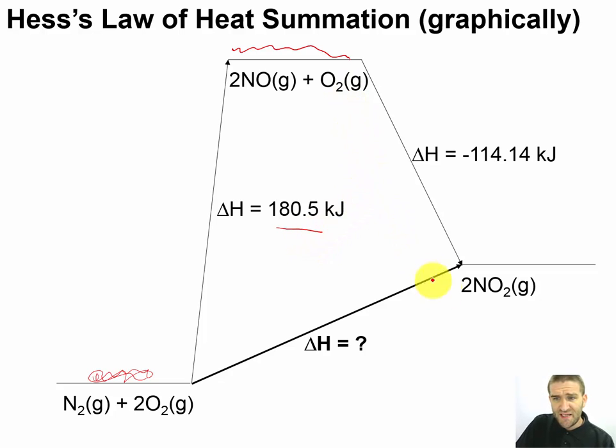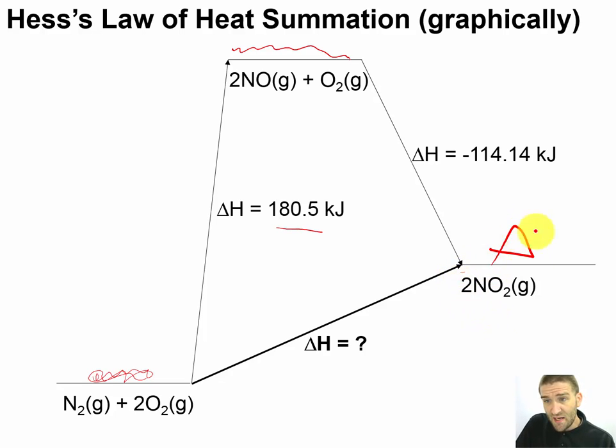Now, what I need to do is I need to get to the point where my only product of the reaction is 2 moles of NO2 gas. So we look at another reaction, and we see that if we reverse the reaction, we have 2 moles NO, or NO rather, gas, and O2 gas. We combine those to form 2 moles of NO2 gas, and our table value for that is going to be negative 114.14 kilojoules. So I'm going to come downhill another 114 kilojoules in order to get to this final reactant.